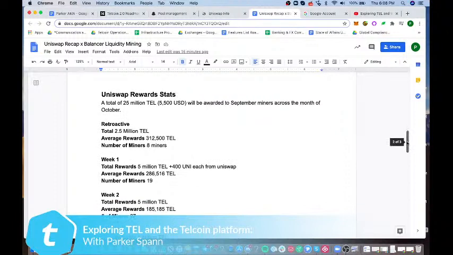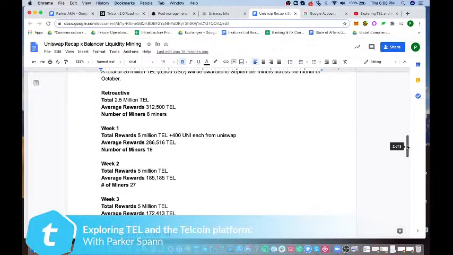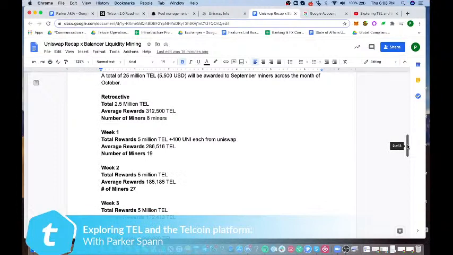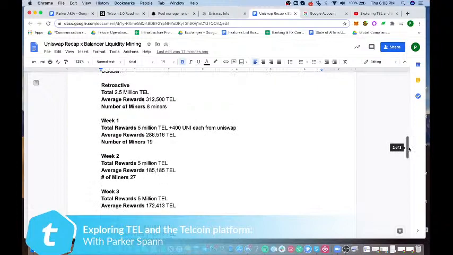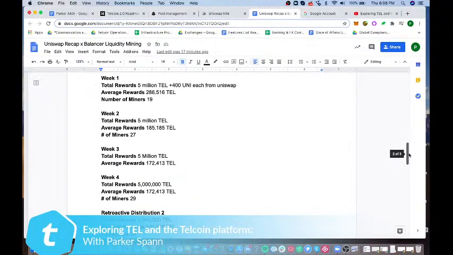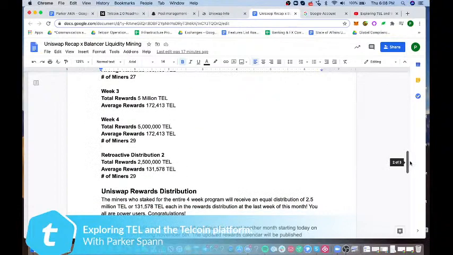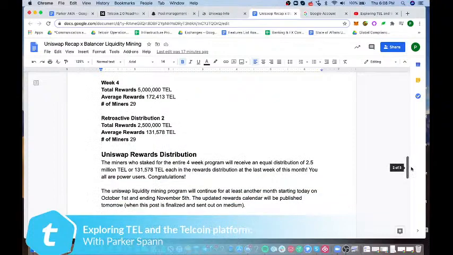So we've really seen some awesome rewards go out over the past month, and that's really grown. The average rewards for the first distribution, when there were 8 miners, were 312,000 TEL each, and then we saw a solid month of growth from 8 all the way to 29 miners and $135,000 of liquidity.